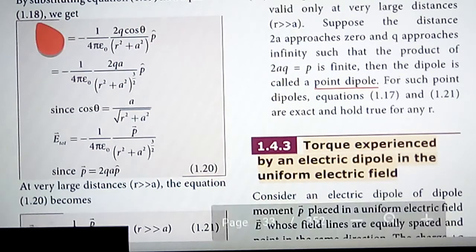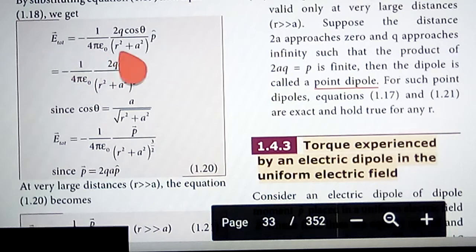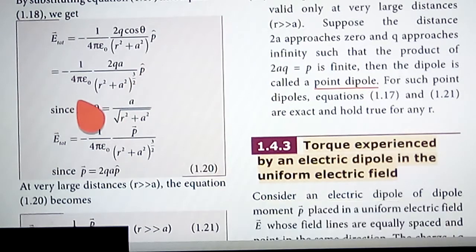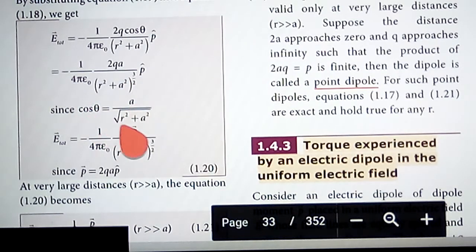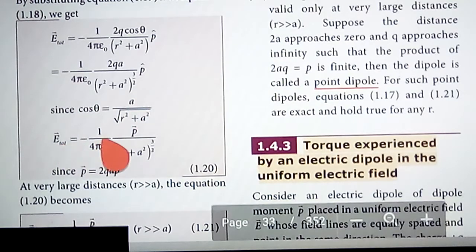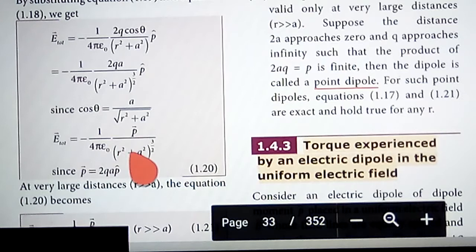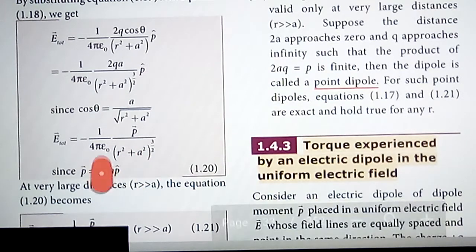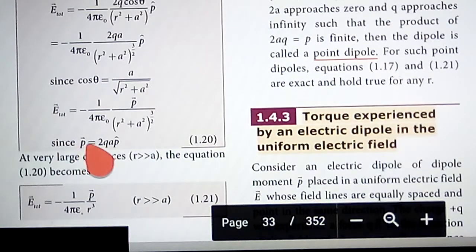Equation 1.19 into equation 1.18, we will get E total equal to minus 1 by 4 pi epsilon naught 2q cos theta by r square plus a square p unit vector. That's equal to minus 1 by 4 pi epsilon naught 2qa by r square plus a square power 3 by 2 p unit vector, because we know that cos theta can be written as a by root of r square plus a square. So E total will be equal to minus 1 by 4 pi epsilon naught p by r square plus a square power 3 by 2, because we know that the dipole moment P is given by 2qa P unit vector.